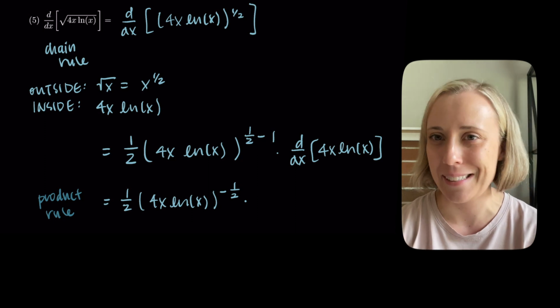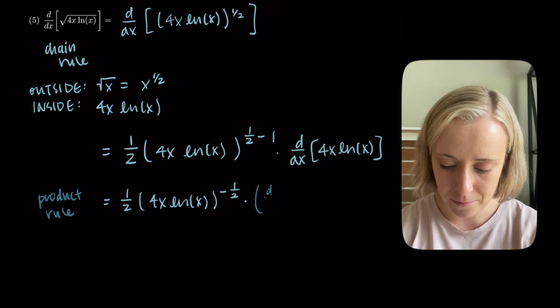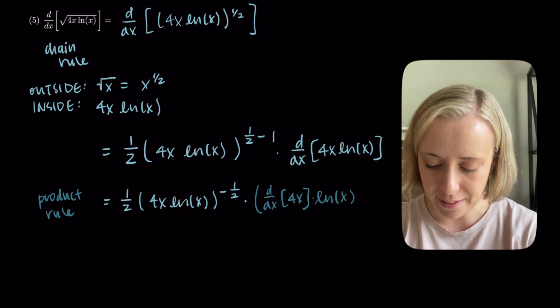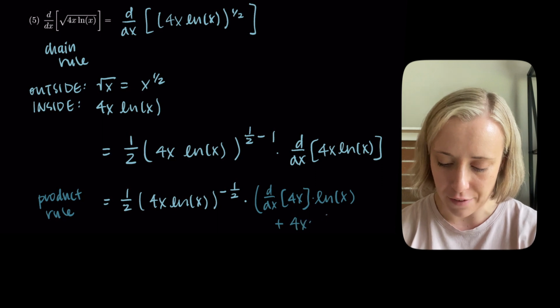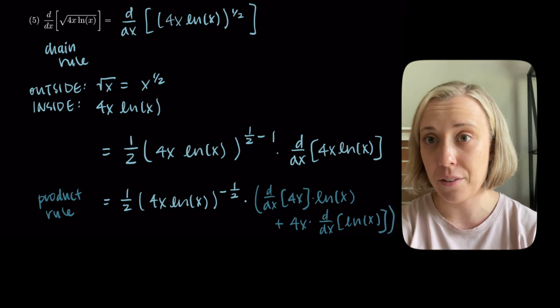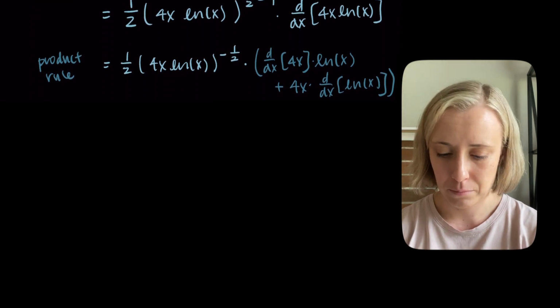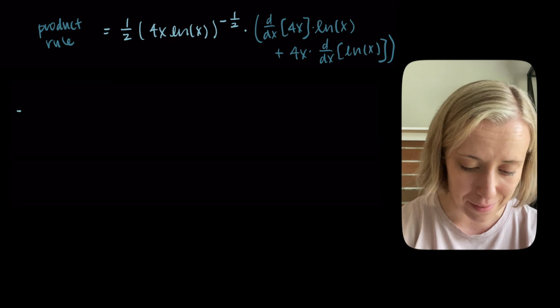Let's take the derivative of 4x, and then we'll multiply that by the other function, ln x, and then we'll add it to 4x times the derivative of ln x. So this is our product rule. We take the derivative of one of the terms, multiply it by the other, and then we add it to the opposite. All right, so we're just going through and finishing the derivatives.